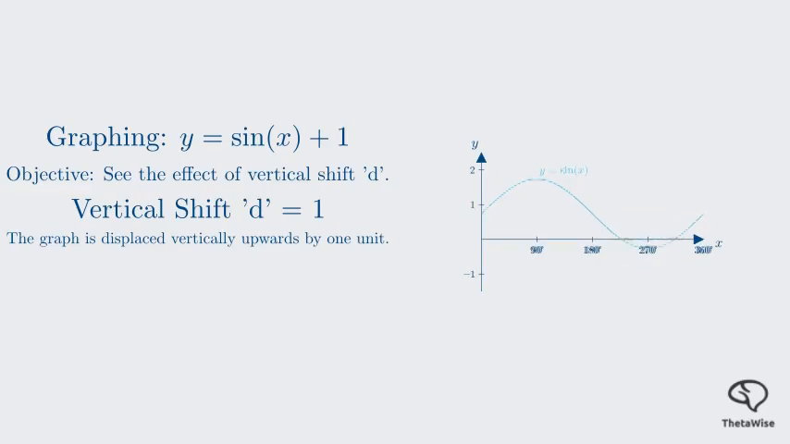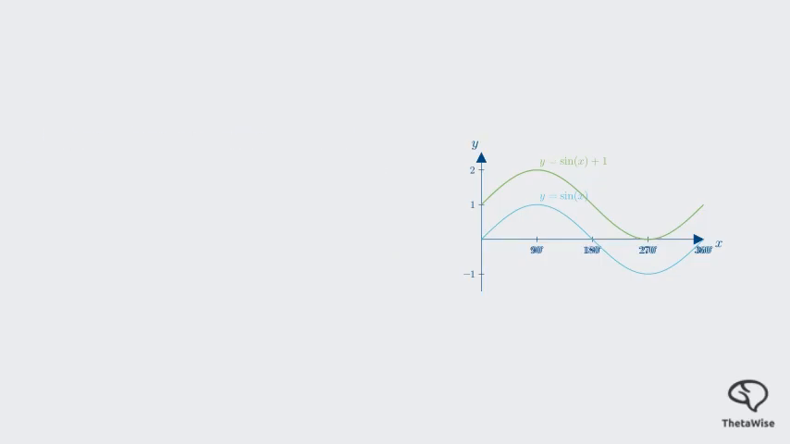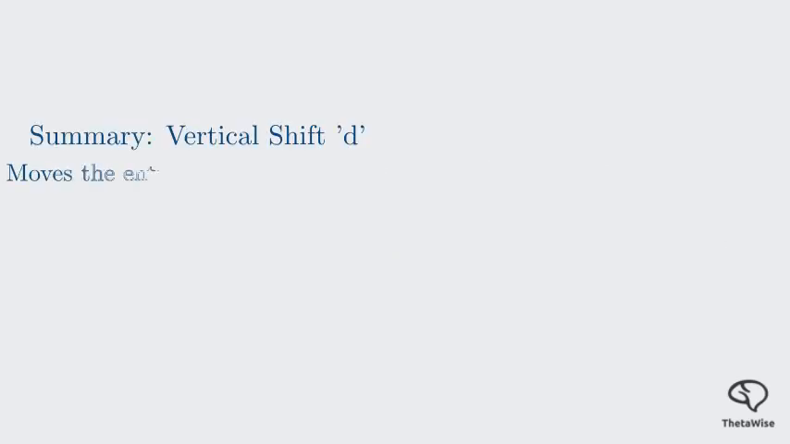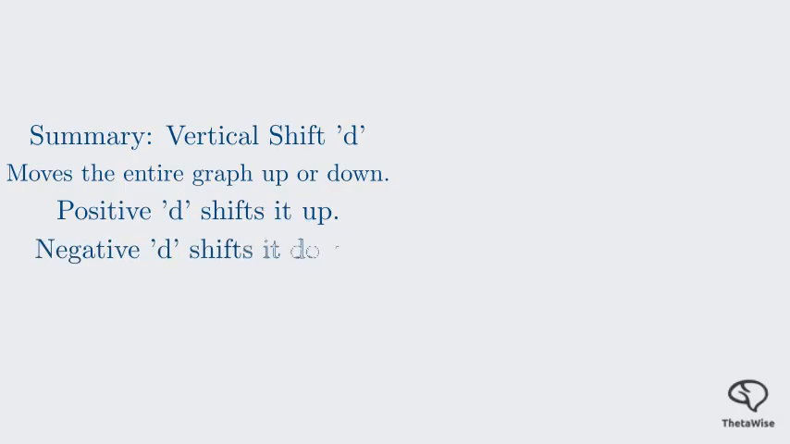Using our standard sine graph as a guide, we now shift every point upwards by 1 unit. The point (0, 0) moves to (0, 1). The point (90, 1) moves to (90, 2). The entire graph moves up with the new midline at y equals 1. In summary, the parameter d moves the entire graph up or down. A positive d shifts it up, and a negative d shifts it down. This shift affects the maximum and minimum values of the function.